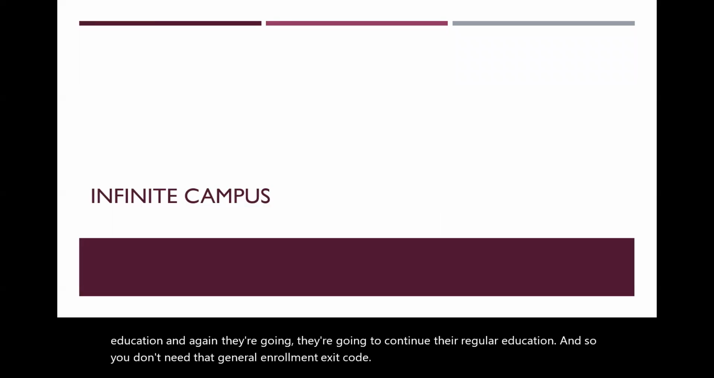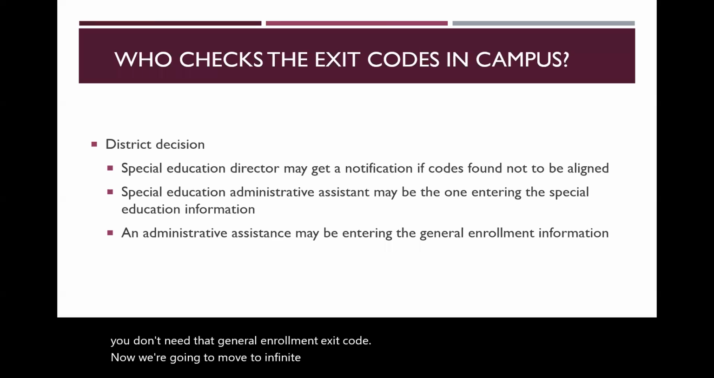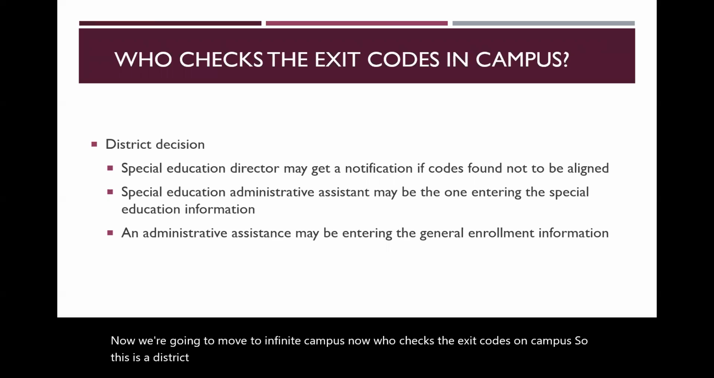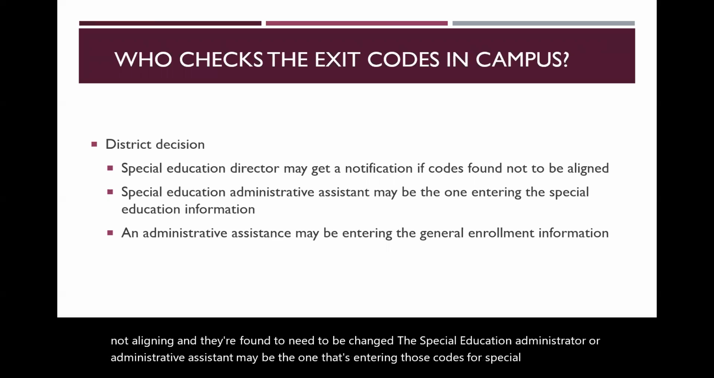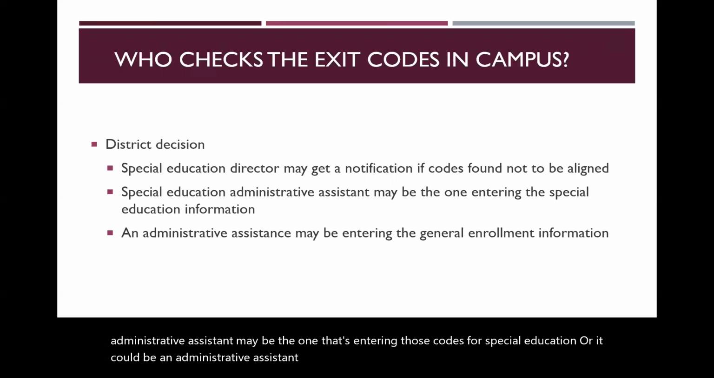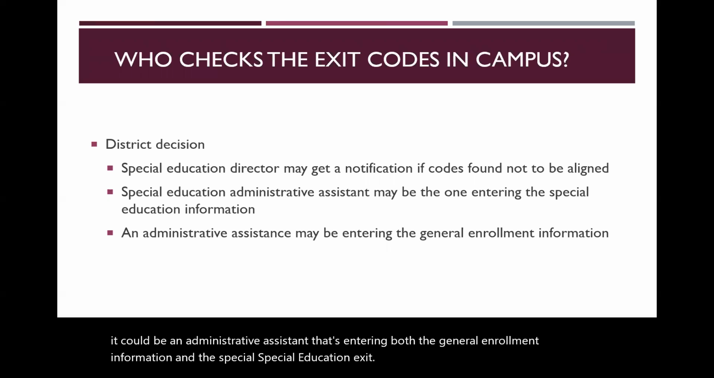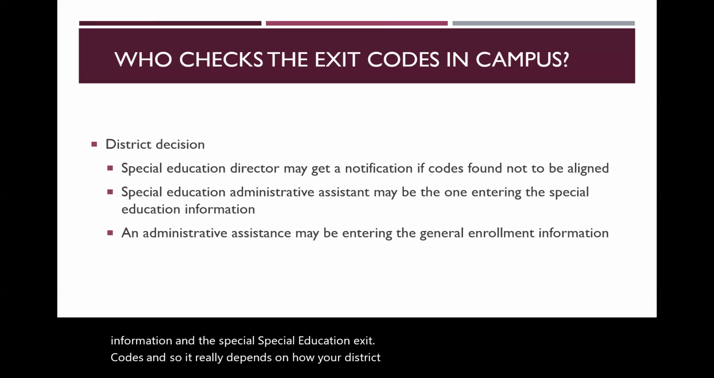Now we're going to move to Infinite Campus. Now, who checks the exit codes in campus? So this is a district decision. The special education director may get a notification if the codes are not aligning and they're found to need to be changed. The special education administrator or administrative assistant may be the one that's entering those codes for special education, or it could be an administrative assistant that's entering both the general enrollment information and the special education exit codes. And so it really depends on how your district has chosen to do this as to who is going to be checking those codes in campus.